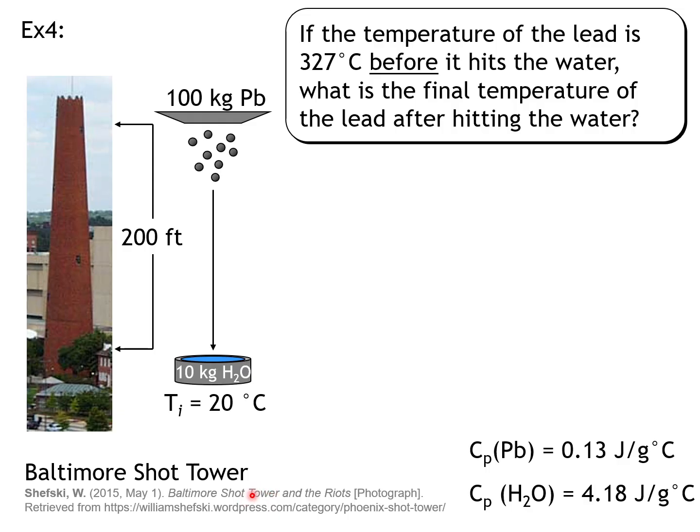So in this experiment, we have 100 kilograms of lead, and we're going to heat it up to an initial temperature of 327 degrees C, or that's what it is right before it hits the water. We're going to drop it into 10 kilograms of water. So we reduce the amount of matter by a factor of 10. The initial temperature of the water is 20 degrees C. So we want to figure out what is the final temperature of the water.